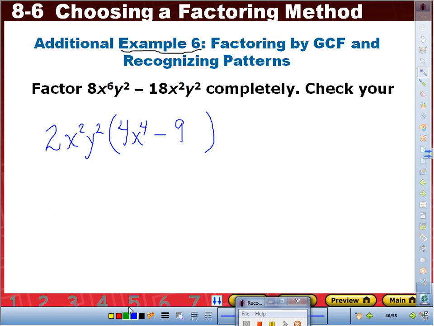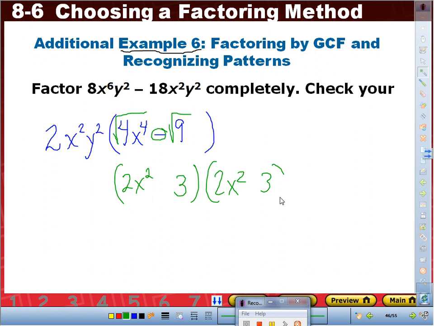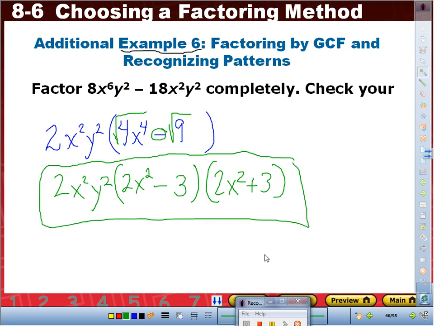Are we there so far? Step 2, check for patterns. What does this look like? Difference of squares. It's a binomial. It has a subtraction. Let's see if the pattern works. Square root of the first: 2x squared. Square root of the second: 3. Is it a subtraction? Yes. So my factors are 2x squared minus 3 and 2x squared plus 3. And don't forget about the GCF, 2x squared y squared, and now it's factored completely.